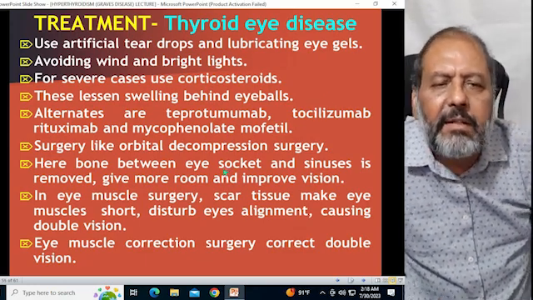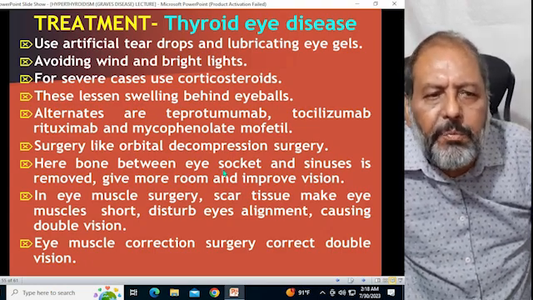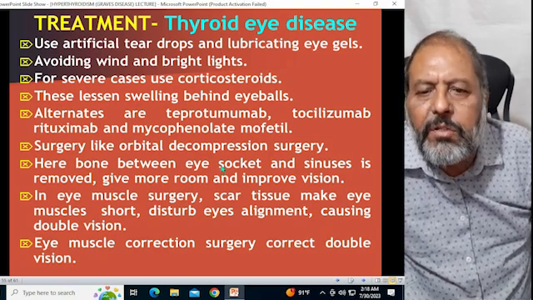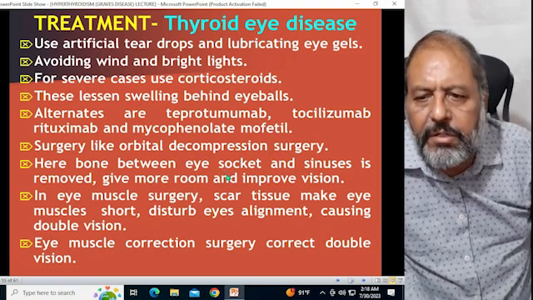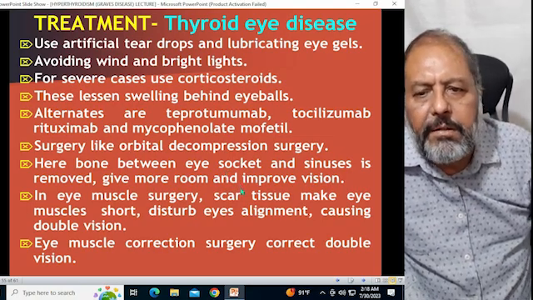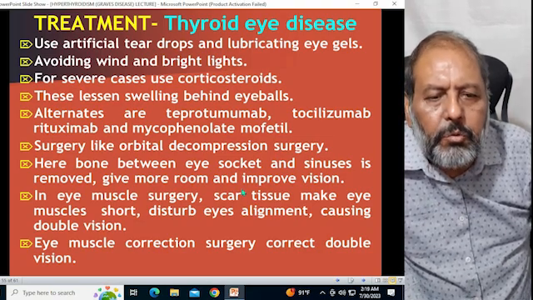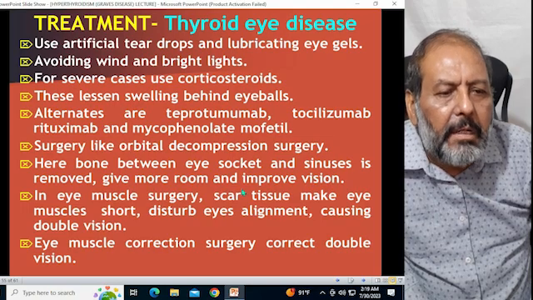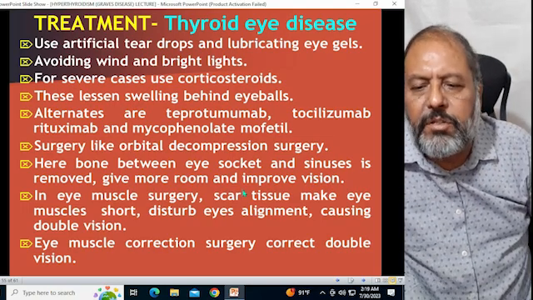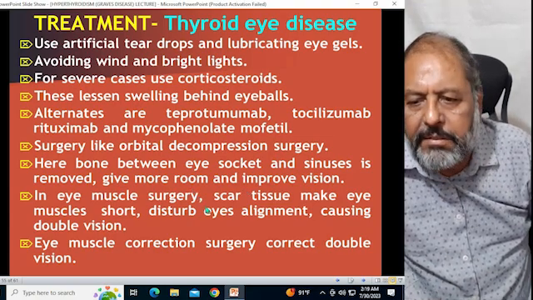For the treatment of thyroid eye disease, use artificial tears, drops, and lubricating eye gels. Avoid wind and bright lights. For severe cases, use corticosteroids. These lessen the swelling behind the eyeballs, and if not tolerated by the patient, the alternatives are teprotumumab, tocilizumab, rituximab, and mycophenolate mofetil.